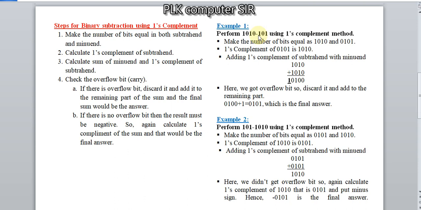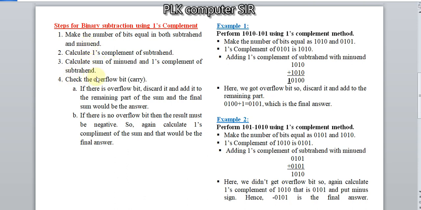Okay, so remember, the number which has a negative sign in front is the subtrahend, and the one which has positive is called the minuend. Step 2, calculate the 1s complement of the subtrahend. Always we have to calculate it for the subtrahend. For example, in this example we have to calculate the 1s complement of this 101. Step 3, calculate the sum of the minuend and the 1s complement of the subtrahend. So the value from step 2 will be added to the minuend in step 3.